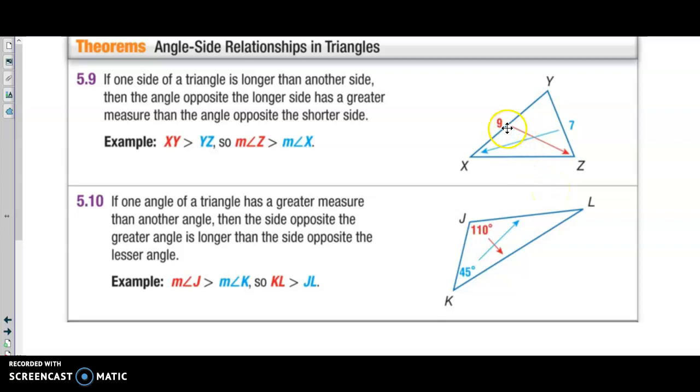If you know that the side XY is 9 and the side YZ is 7, then we know that angle Z is going to be greater than angle X because it is across from the larger side, because 9 is greater than 7. And then vice versa, angle J is 110 and angle K is 45. So we know that side JL will be less than side KL because it's across from the smaller angle.